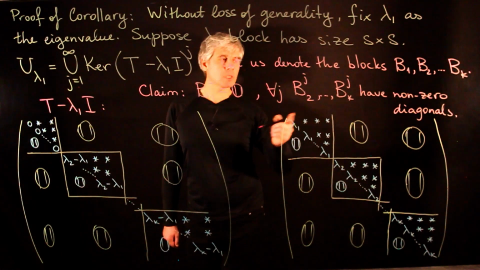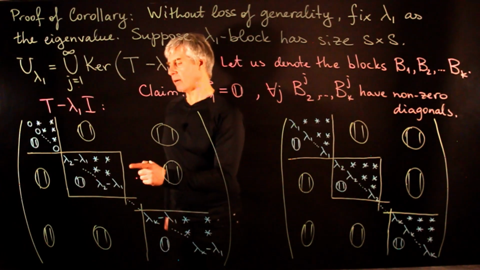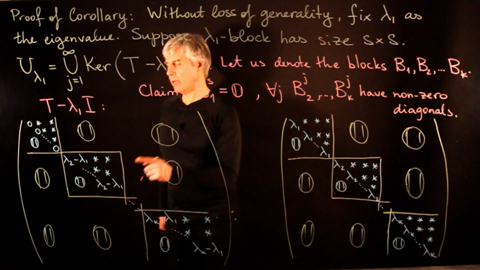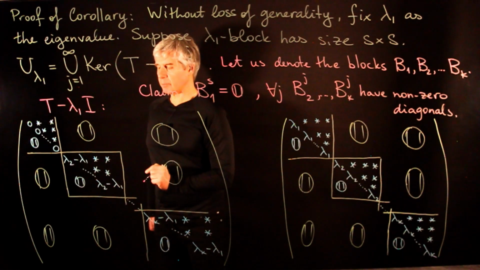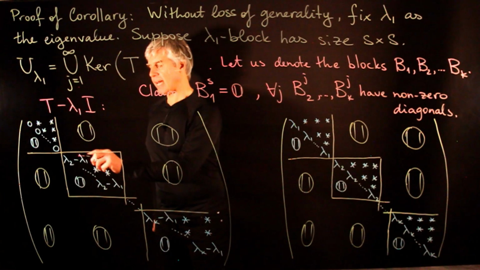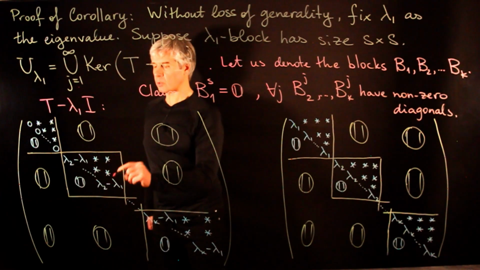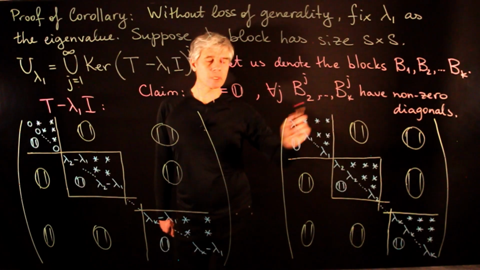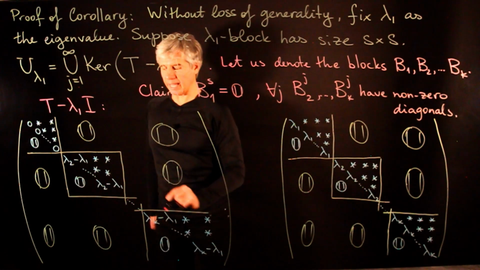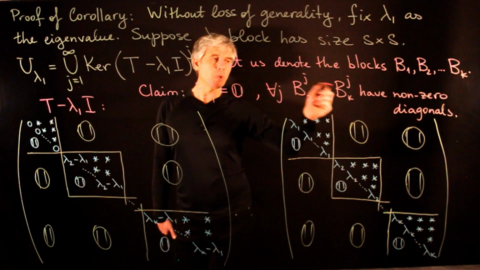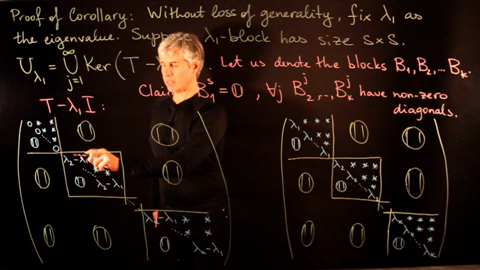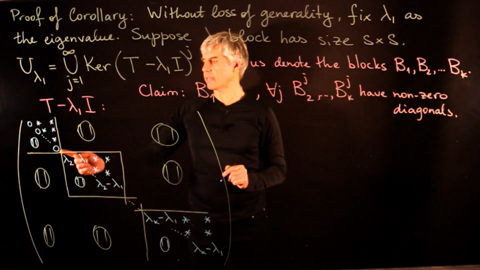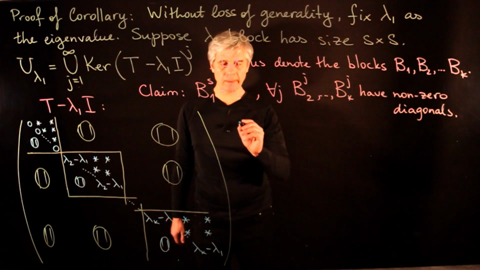The second claim is obvious, because when we raise an upper triangular matrix to some power j, the result will still be upper triangular, and the diagonal entries will get raised to the power of j. But then, since in these blocks we have non-zero diagonal entries, when we raise these blocks to the power of j, the diagonals will still be non-zero. Let us try to understand operator b1 better.